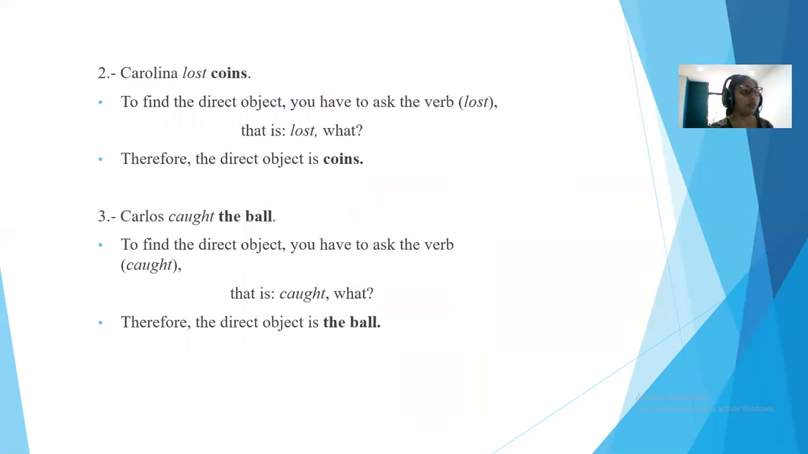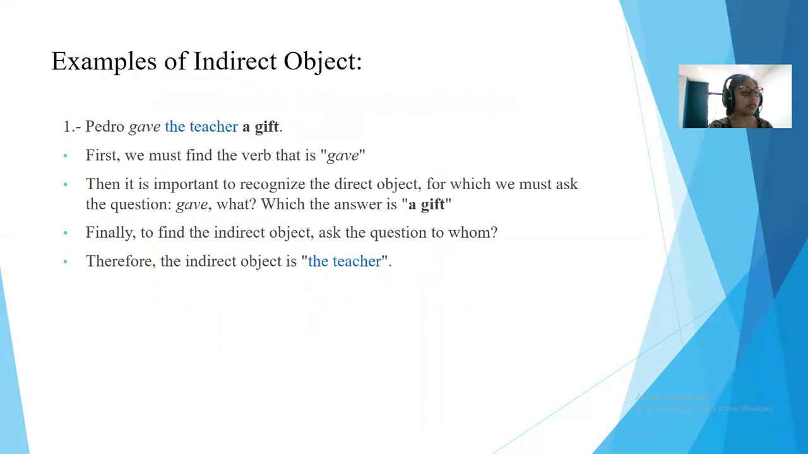Example number 2, Caroline lost coins. To find the direct object, you have to ask the verb lost. That is, lost what? Therefore, the direct object is coins in the sentence. Example number 3, Carlos coached the ball. To find the direct object, you have to ask the verb coach. That is, coach what? Therefore, the direct object is the ball in the sentence.